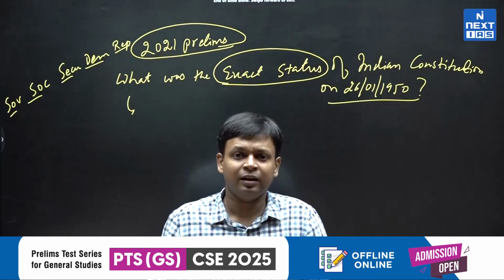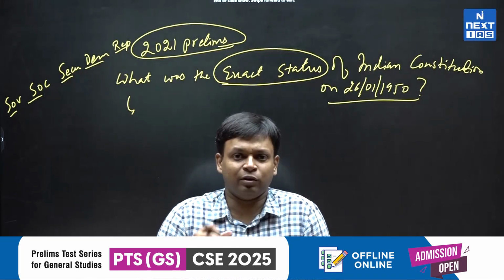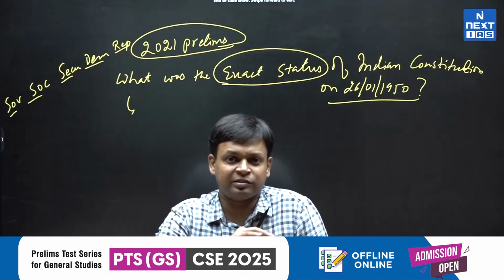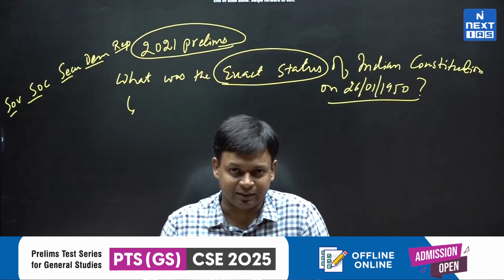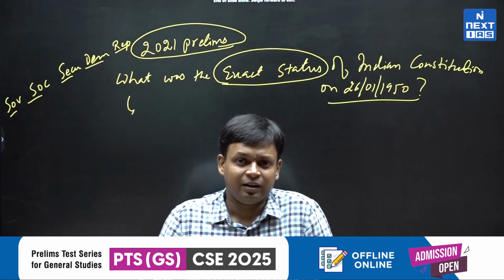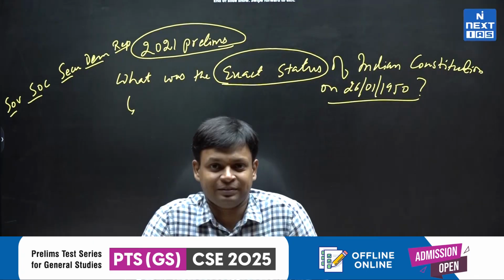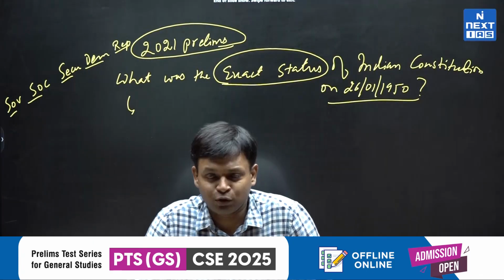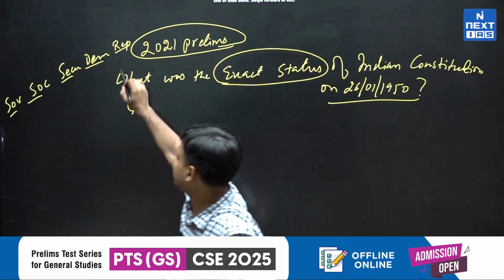It is sovereign. It can take its own decisions. What is the nature of Indian state? It is socialist. It has got mixed economy. What is the nature of Indian state? It is secular. Religion and state are separate to an extent. Then it is democratic. We have a democracy, parliamentary form of government, and it is republic. We have an elected head of the state. So what is the exact status of the Indian Constitution today? The preamble has these 5 words.